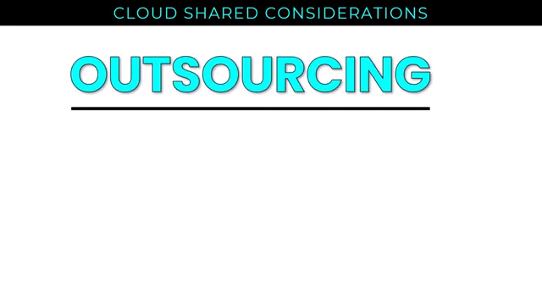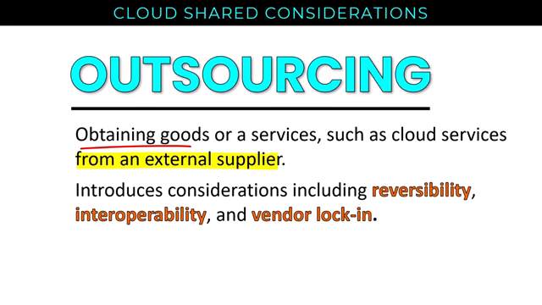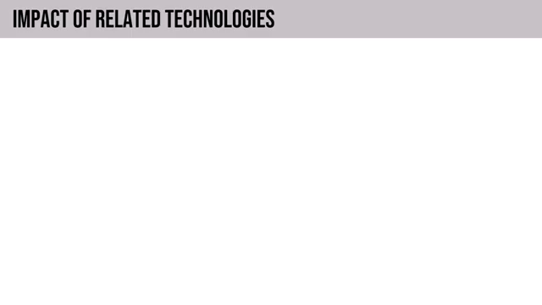Let's talk about outsourcing for a moment. Obtaining goods or services like cloud services from an external supplier. This introduces considerations like reversibility, interoperability, and vendor lock-in, all of which we've talked about previously. It's worth noting that vendor lock-in can be a technical or a contractual constraint that prevents a customer from moving from a provider. Now we're going to move into impact of related technologies.